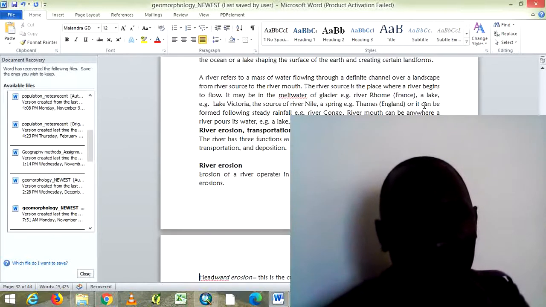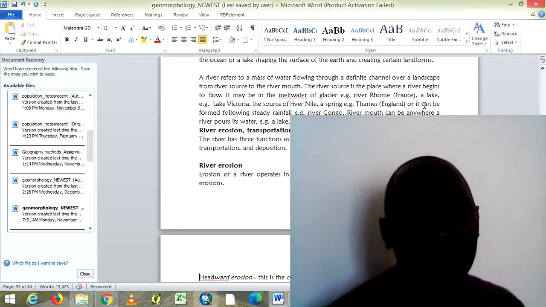Rivers perform three functions, that is erosion, transportation, and deposition. Under erosion we talk about how the river either undercuts its valley bed or valley sides or its headward, i.e. when it comes to extension of its length. And river erosion occurs in three ways. We have headward erosion, we have vertical erosion, and we have lateral erosion.